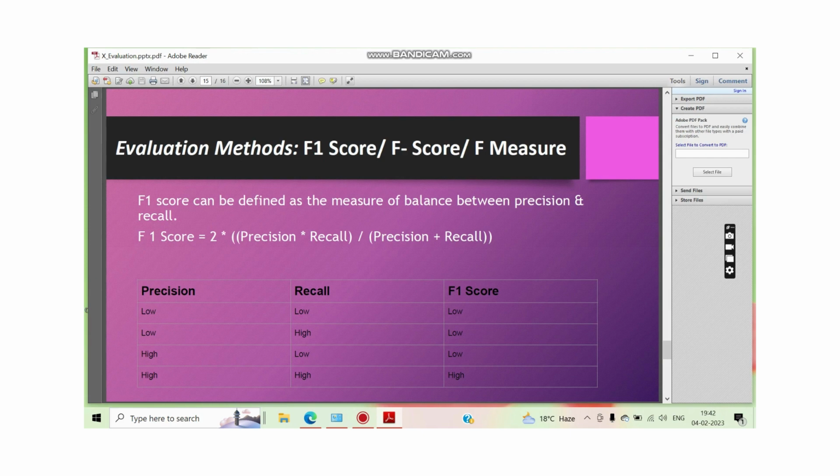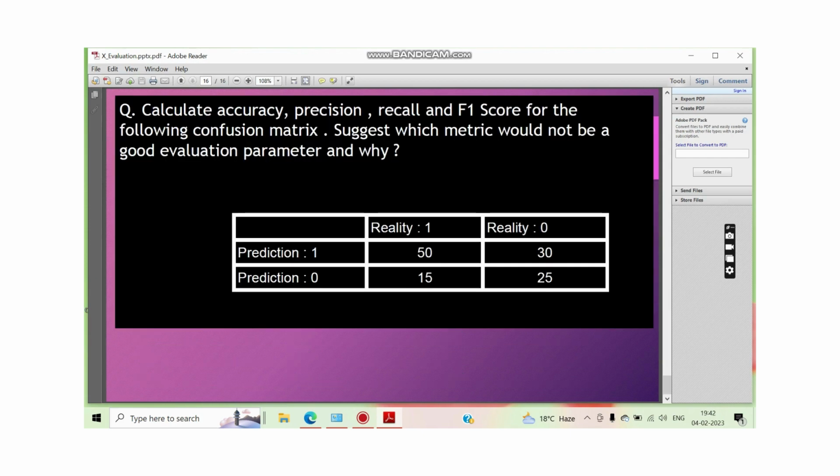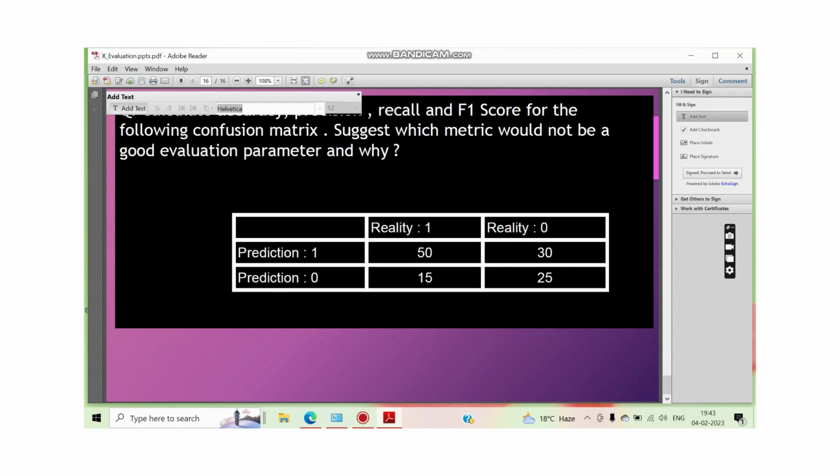Now, moving ahead to this numerical, which says calculate accuracy, precision, recall and F1 score for the following confusion matrix. Suggest which metric would not be a part of good evaluation parameter and why. So let's start this numerical. First of all, from this table, that is the confusion matrix, you have to identify all the 4 values. Yes, all the 4 values, that is what is TP.